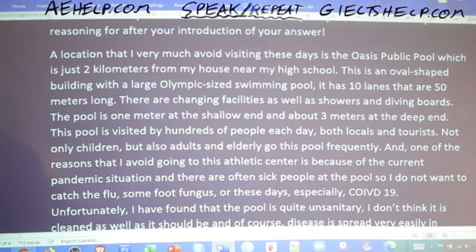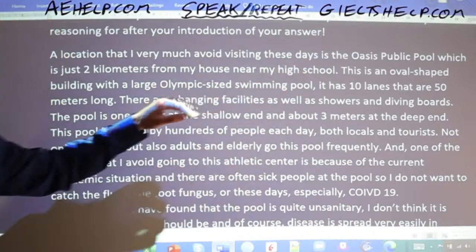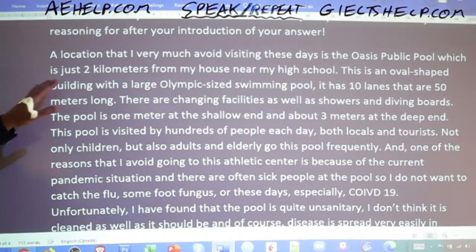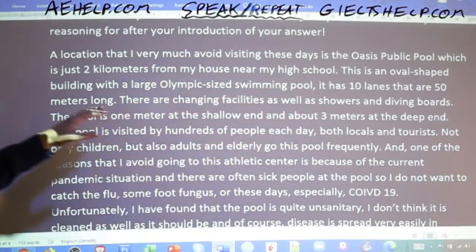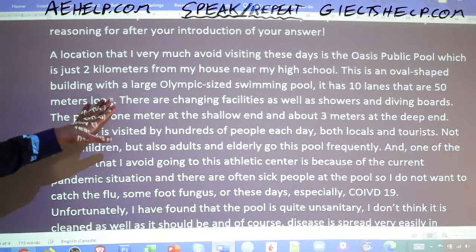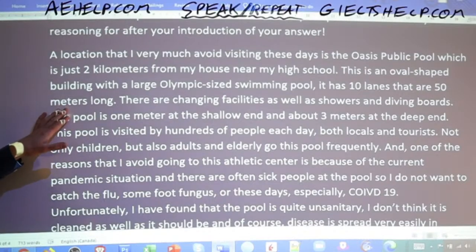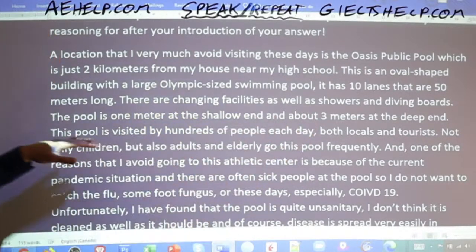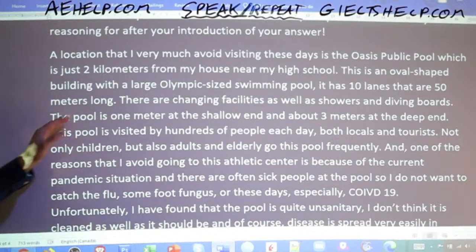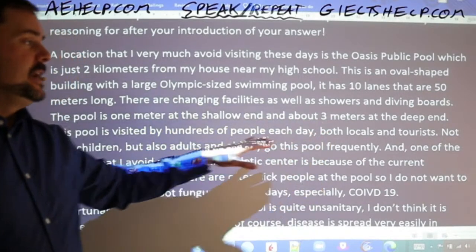Please begin speaking. A location that I very much avoid visiting these days is the Oasis Public Pool, which is just 2 kilometers from my home near my high school. This is an oval-shaped building with a large Olympic-sized swimming pool. It has 10 lanes that are 50 meters long. There are changing facilities as well as showers and diving boards. The pool is 1 meter deep at the shallow end and about 3 meters at the deep end.